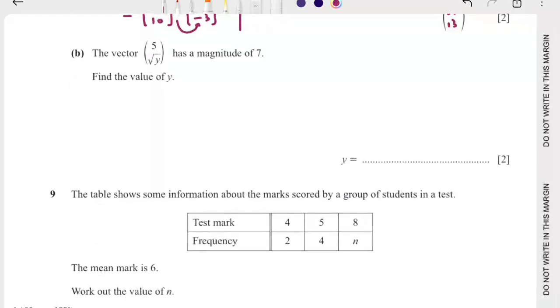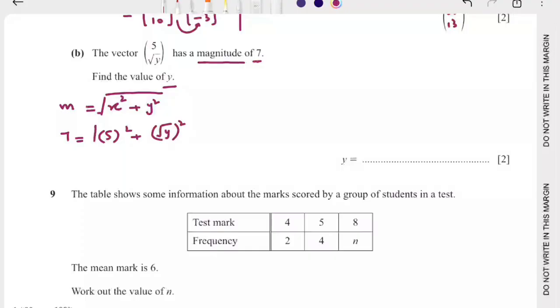B part. The vector (5, under root y) has a magnitude equal to 7. Find the value of y. So we know that magnitude is equal to the square root of the square of the x component plus the square of the y component. So here, 7 is equal to the square root of 5 squared plus (under root y) squared.